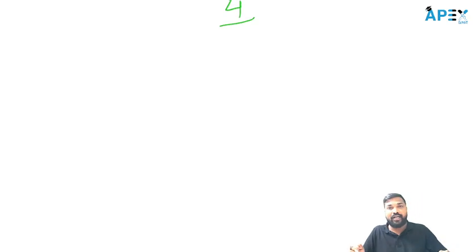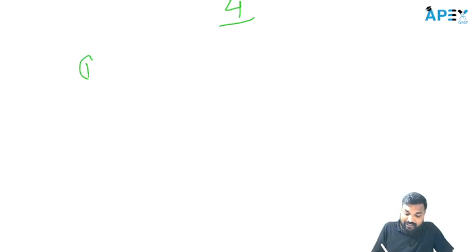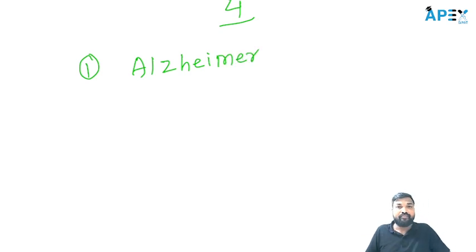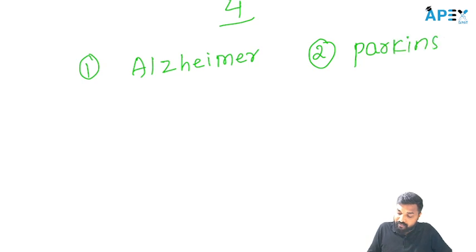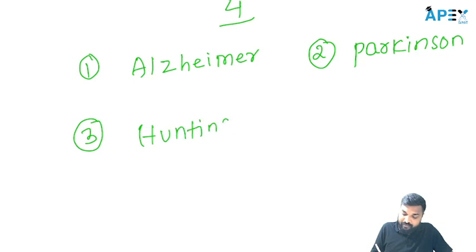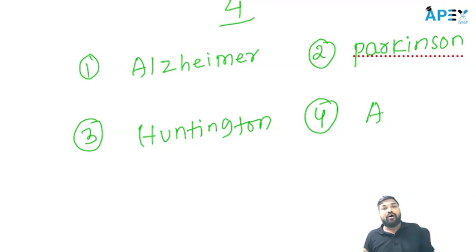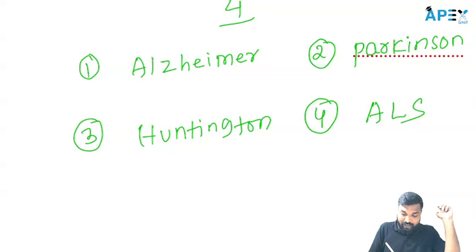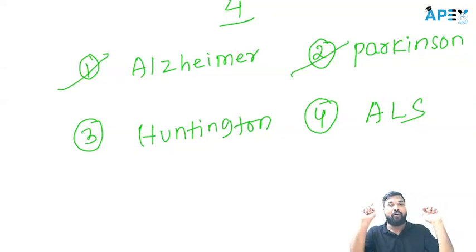The four important neurodegenerative disorders are: one, Alzheimer's; second, Parkinson's; third, Huntington's; and the fourth one is amyotrophic lateral sclerosis, that is ALS. From the exam point of view, the first and second ones are very important.